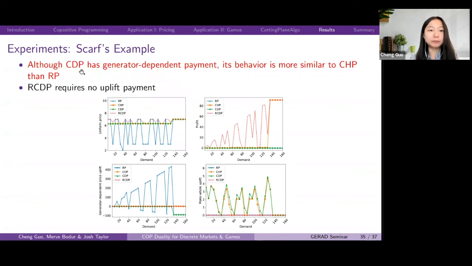And as I mentioned, our first pricing scheme has generator-dependent payment. And I think it might be reasonable to assume that our first pricing scheme would also be very volatile, like the restricted pricing scheme, because after all, you would have some generator-dependent payment, like in the picture. But actually, we find that our first pricing scheme is much more like the convex hull pricing. So the green line and the orange line for those two pricing schemes kind of coincide with each other for most of the time, which is kind of an interesting and surprising result for us too. And also our second pricing scheme, the revenue adequacy CDP pricing scheme, does not require any uplift payment as shown in the red dashed line here, which is desirable.